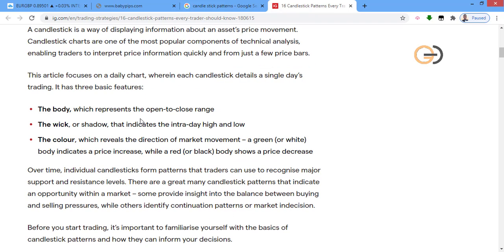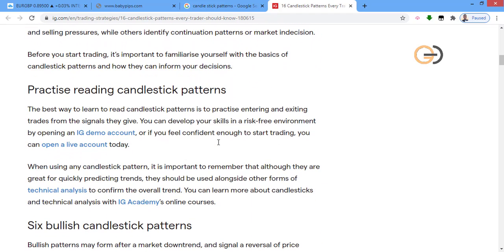All right, so first of all, the candlestick has the body, which represents the open to the close range. It has the wick or the shadow that indicates the intraday high or low, meaning where the price reached. Is it high or low? Because at some point the price has to be high or the price has to be low. Then we have the color, which reveals the direction of the market movement. A green or a white candle body indicates a price increase, while the red or the black shadow, black, shows a price decrease.